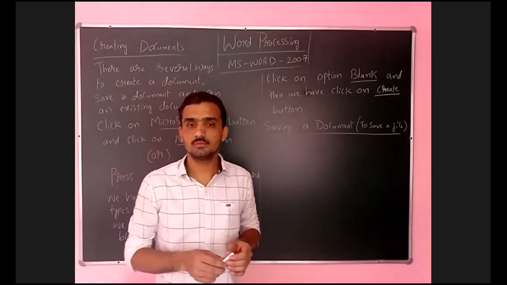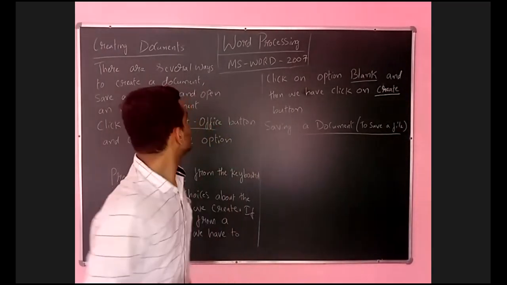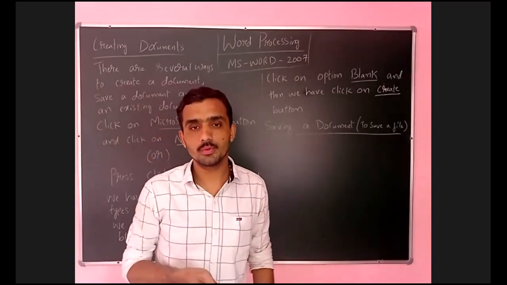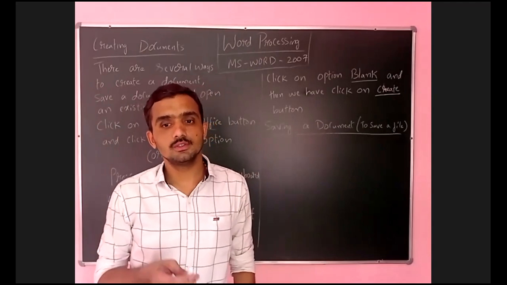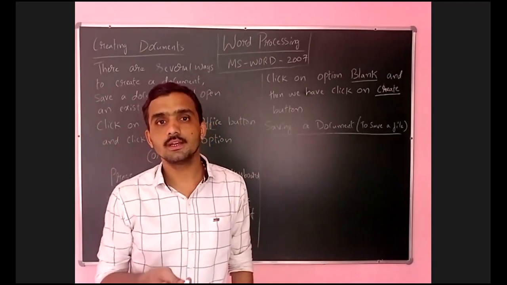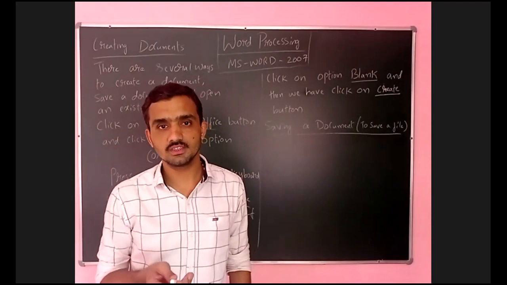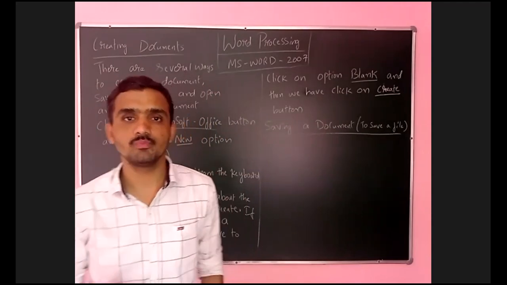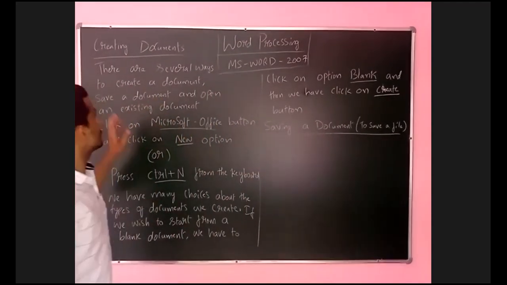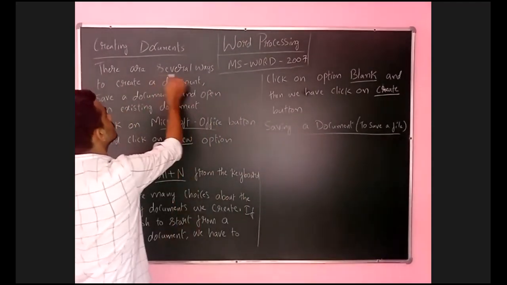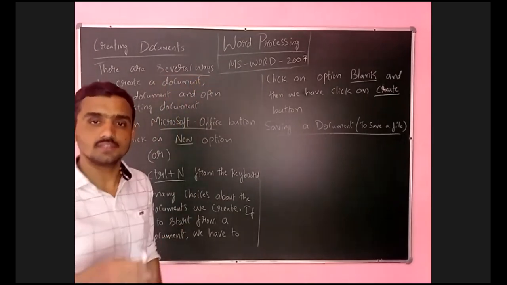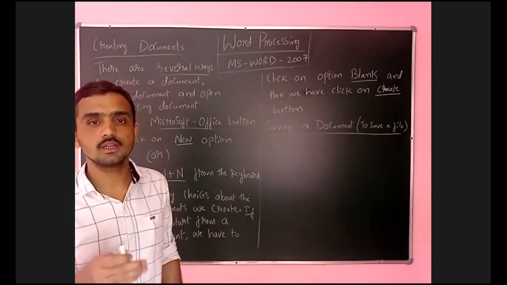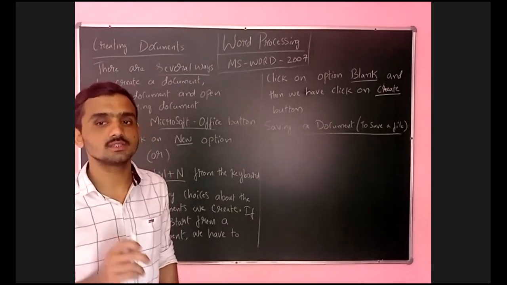Okay, so we'll continue with the further topic, that is creating documents. When we come across any operations in the computer, if we want to create a document like in MS Word or MS Excel or an HTML document, anything, we should know how to create a document. In MS Word 2007, there are several ways of creating a document, saving a document, and opening an existing document. So we can create a document, save the document, and open the existing document.